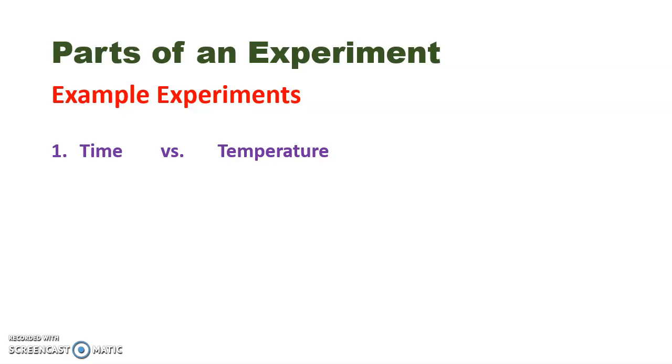If I change a ton of things and the temperature, I don't know if the temperature affected it or if all the other variables did. So if I do this, the only thing I change in this experiment is my temperature. All the other variables I hold constant.